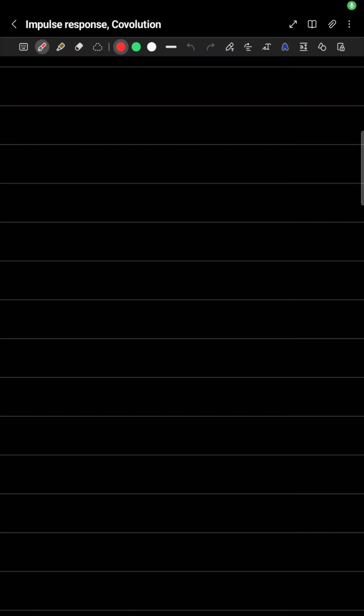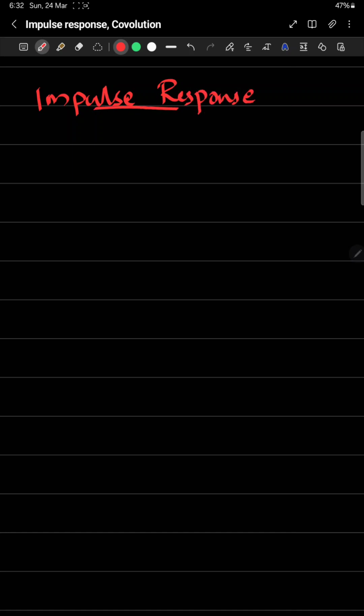What is an impulse response, and a mathematical operation called convolution. So let us start with impulse response. Impulse response for a continuous system will be denoted by h of t, and for discrete it will be denoted as h of n. Let me explain everything in terms of h of t. The case will be similar for a discrete system.